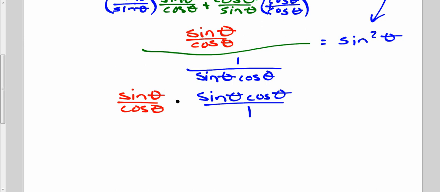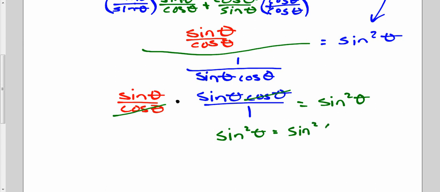But before I multiply them, can I reduce? Can I reduce before I multiply? What can I get rid of? Cosine thetas. Let's do that in green. So this goes away, and that goes away. And now, what do I have? Sine squared theta. So then, voila.